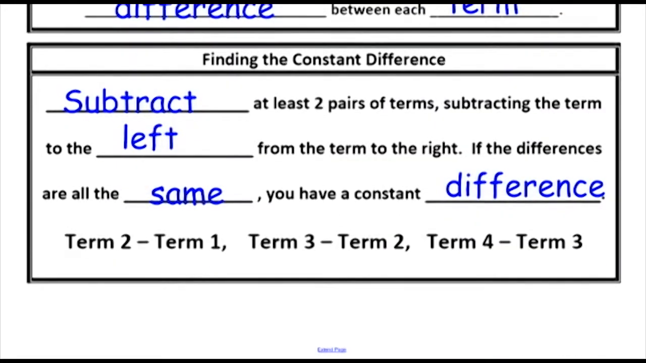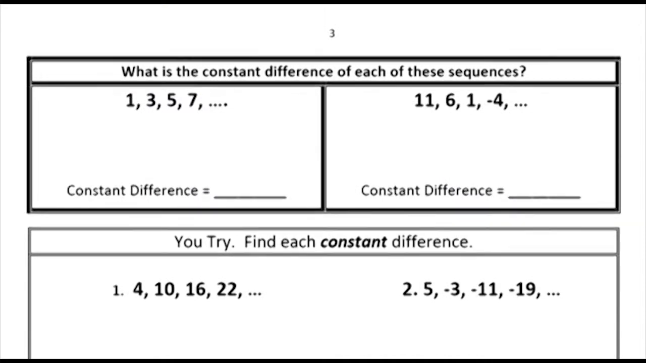Let's try this together. I'm going to take term 2, which is 3, minus term 1, which is 1. Subtract them, I get 2. I'm going to take term 3, which is 5, and subtract term 2, which is 3. I get 2. As long as you're subtracting a value on the right minus a value on the left, you'll always get the constant difference. The constant difference in this case, because they're both 2, is 2.